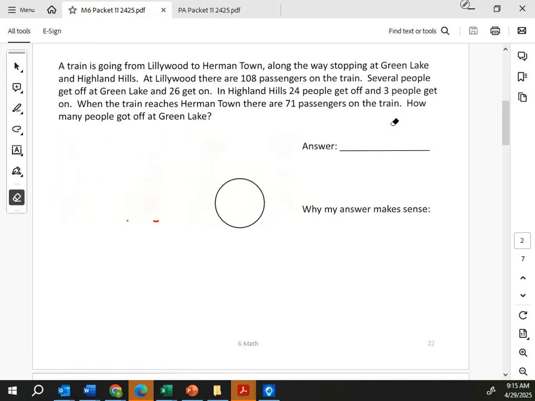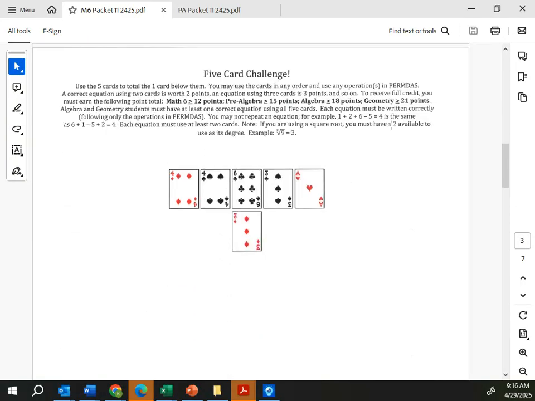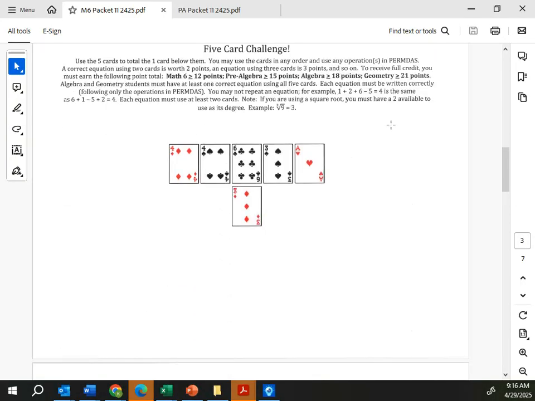Our next page is our 5-card challenge. Some of us have discovered, this 5-card challenge has an ace in it. So remember that ace can only be a 1 when we do 5-card challenge. It can't also be an 11 like if we were playing blackjack. For the 5-card challenge, ace is always only 1.